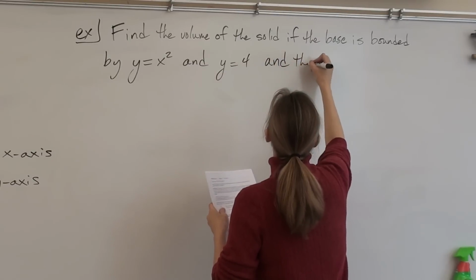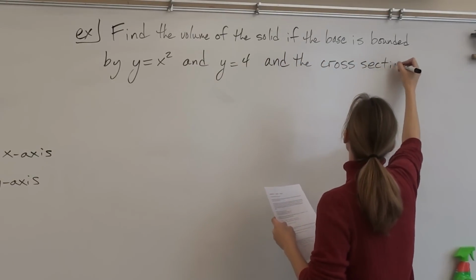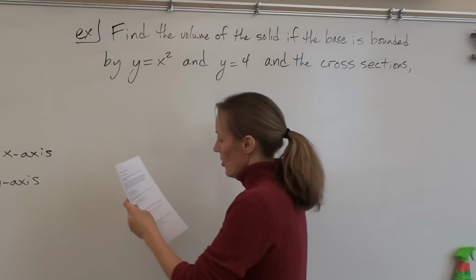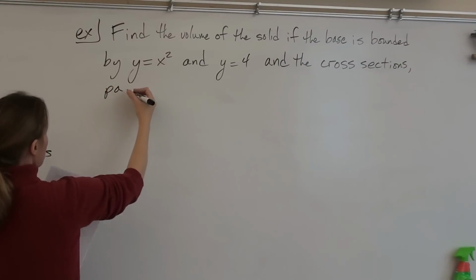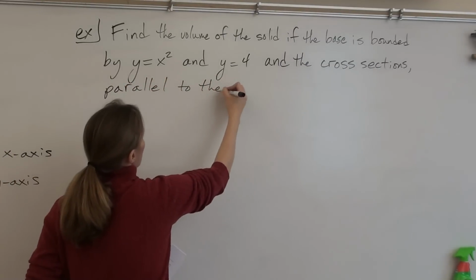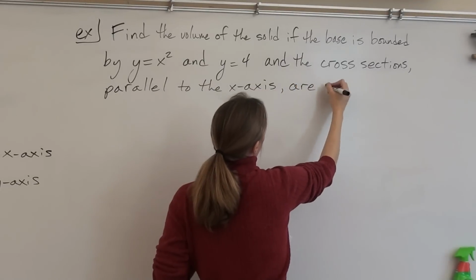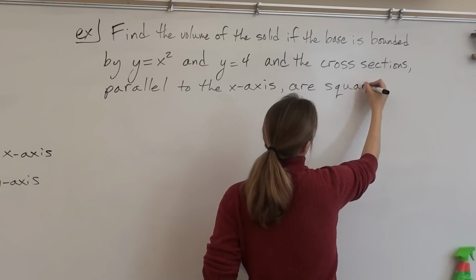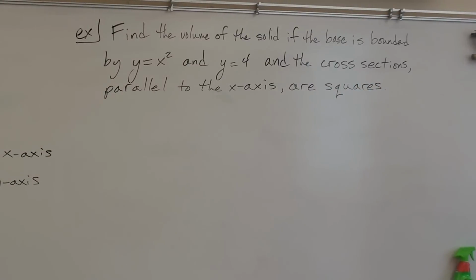And the cross sections parallel to the x-axis are squares. Squares are the easiest shape. They have the easiest area formula to figure out.